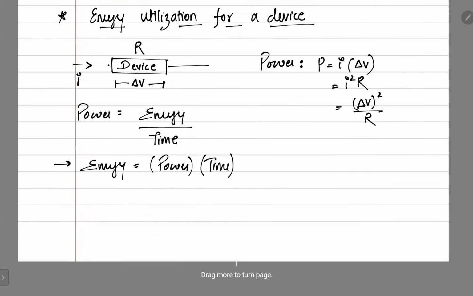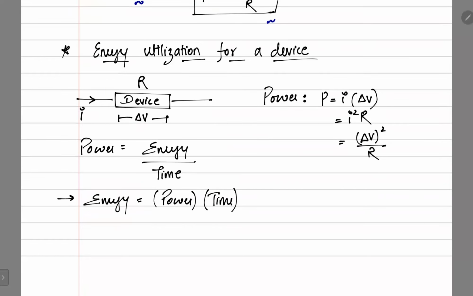And if energy is equal to power multiplied by time, then what is the symbol for energy in your textbook? Let me check. Is it Q? What symbol is given for energy? Oh, there is no symbol for energy here. H. So the symbol for energy in your textbook is H, equal to power multiplied by time.